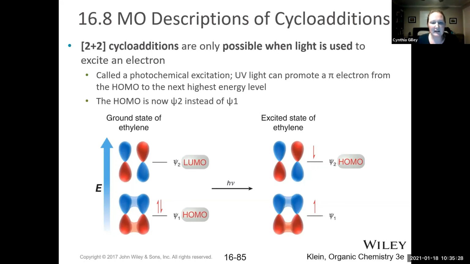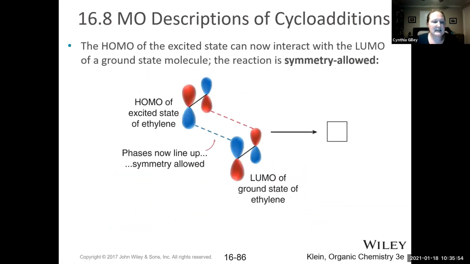So there would be plenty of ethylene around that's in its ground state. Only a small percentage of ethylene would be in what we call its excited state, and a large percentage of ethylene would be in its ground state. But now we have a possible interaction between the new HOMO, the excited state of ethylene, and the LUMO of another molecule that's in its ground state. And when we see if the HOMO in the excited state of one molecule lines up with the LUMO in the ground state of another molecule, we'll see that we do have a symmetry allowed process. And so we can synthesize cyclobutane.